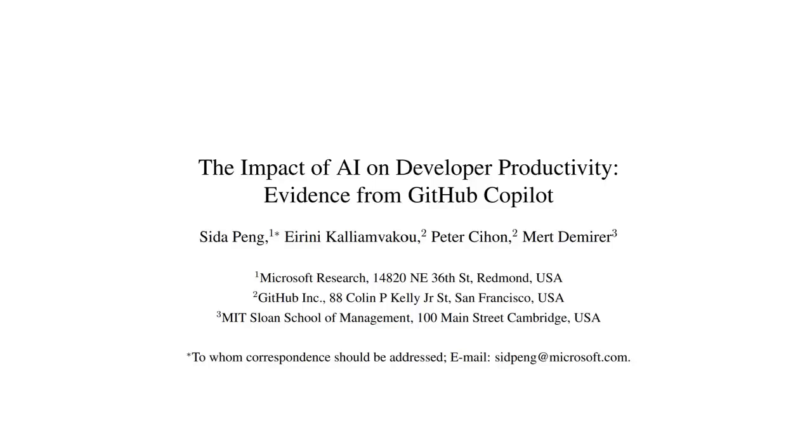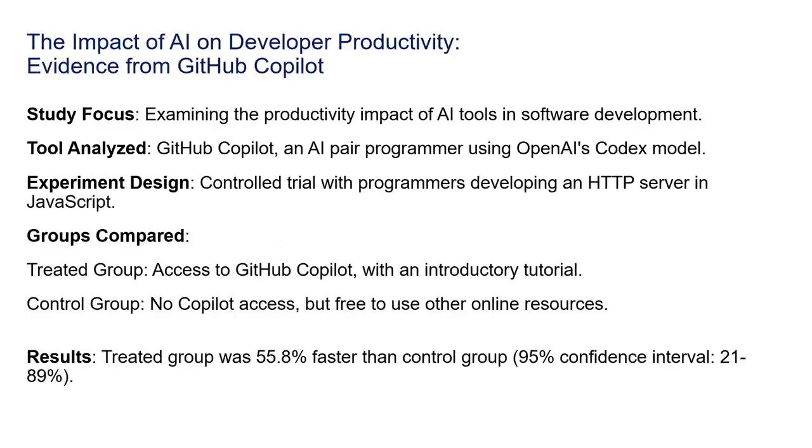Now that we have seen tools like GitHub Copilot and AWS Code Whisperer, let us take a look at a sampling of research that talks about evidence around developer productivity benefits from AI tools. The first study comes from Microsoft Research and GitHub. In this study, they examined the productivity impact of AI tools. Specifically, they set up an experiment where GitHub Copilot was treated as an AI pair programmer.